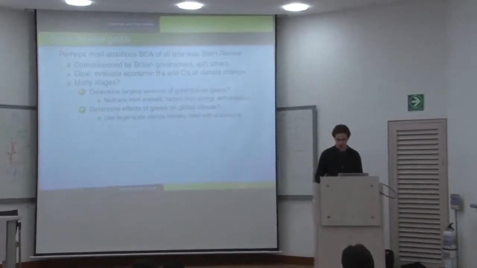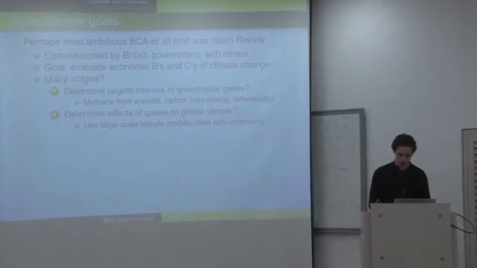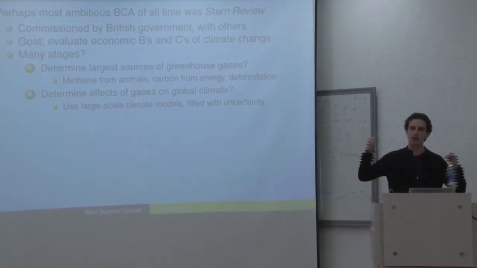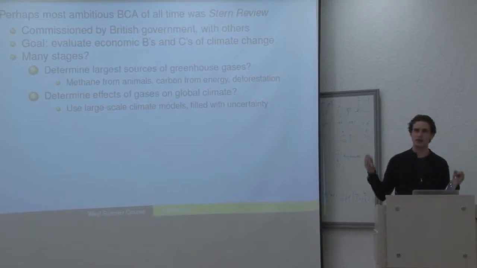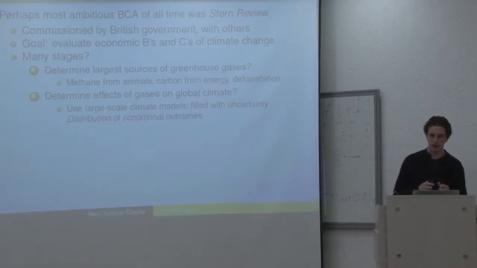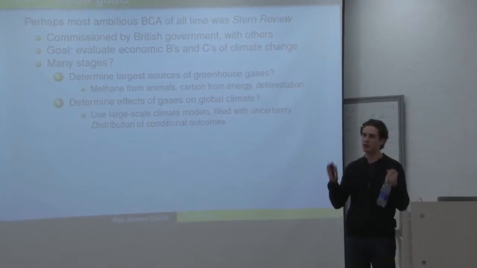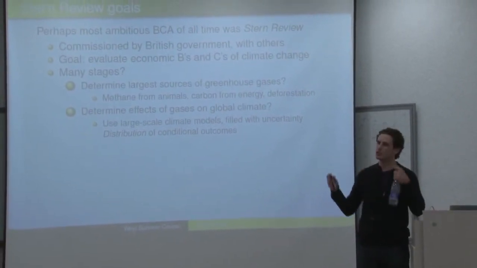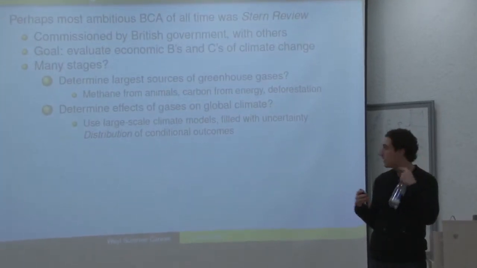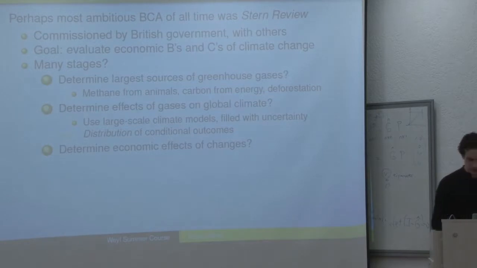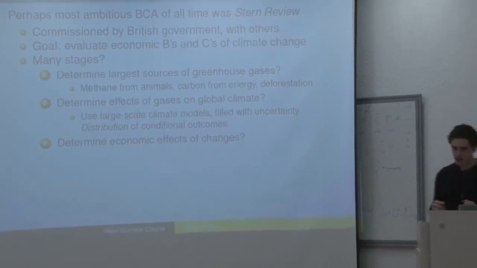And they use large-scale climate models to determine exactly how big that effect is, right? So these models say how much, if you put these gases in, it causes the Earth to warm up. Now, these models have a ton of uncertainty in them. So you really don't get a single outcome. You get a distribution of outcomes and how the distribution is affected by these changes.